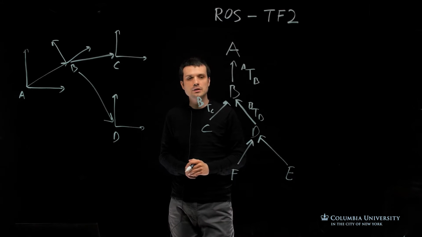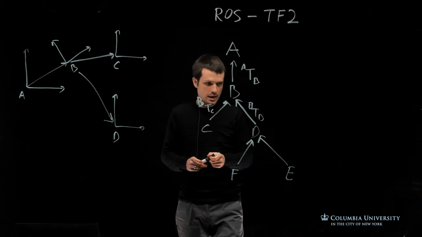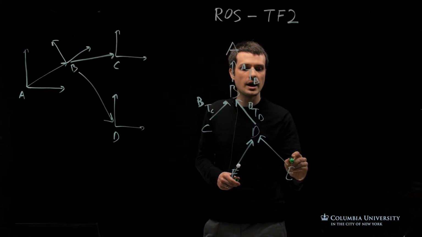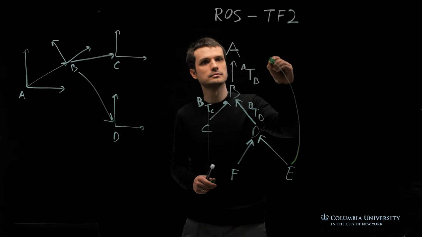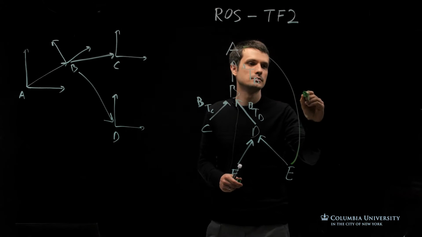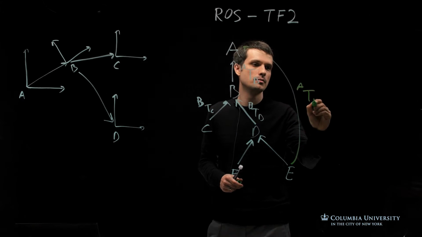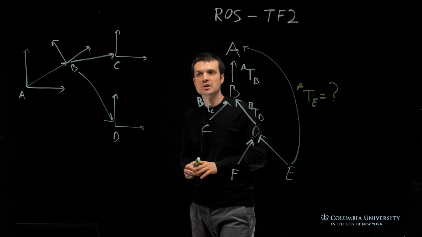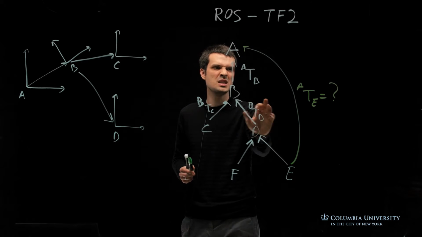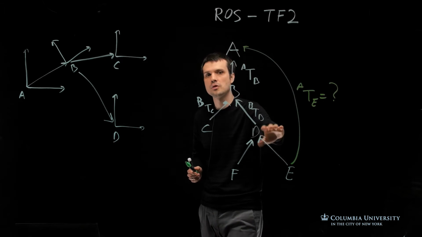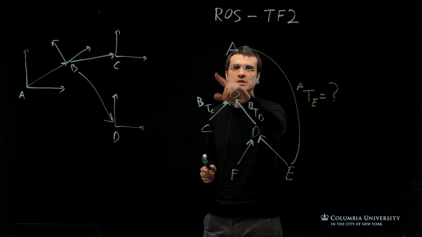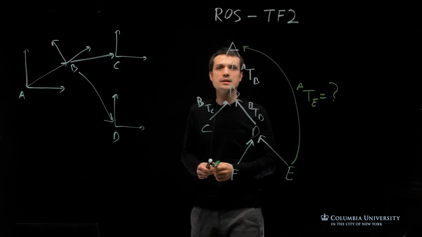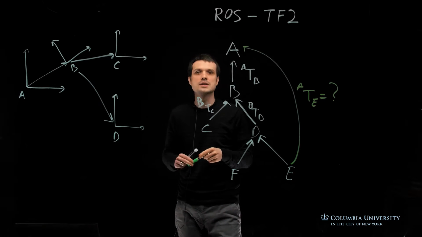And at any point you can ask TF, hey, what's the transform, for example, from E to A? Or from A to E? And then TF behind the scenes maintains this tree, so whenever you ask for any transform that connects two frames in your tree, it'll compute and give you the result. So let's look at a small concrete example.